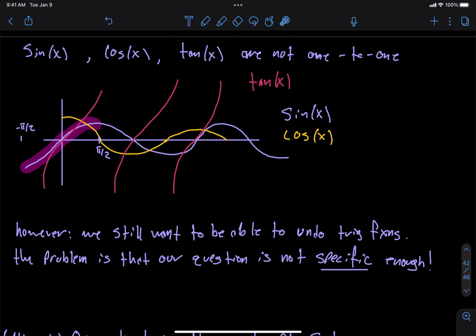So we need to restrict our search to a subsection of the graph on which none of the y values repeat. For sine, that means we go from negative pi over 2 up to pi over 2. For cosine, that means we go from 0 up to pi. Okay, 0 up to pi will give us all of this subsection of the graph, not repeating any y values. Okay?